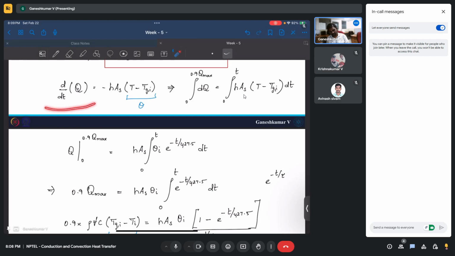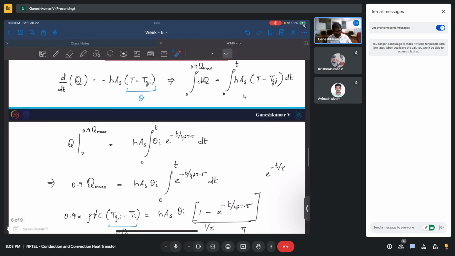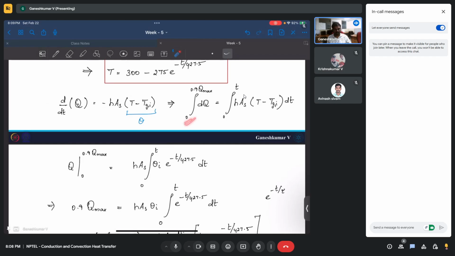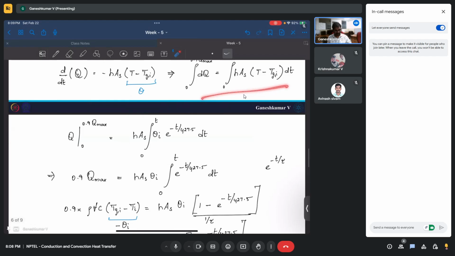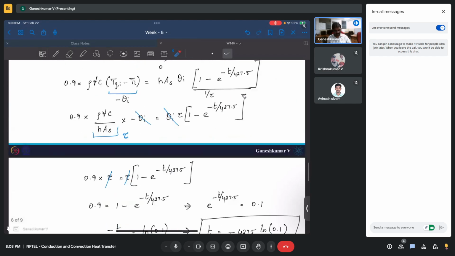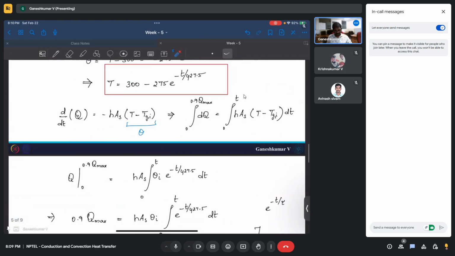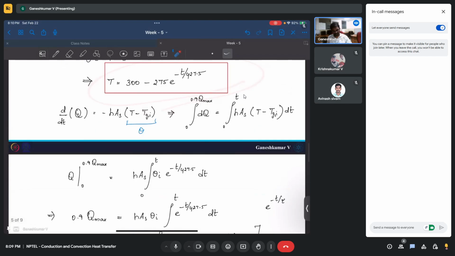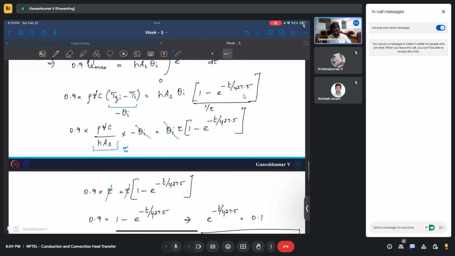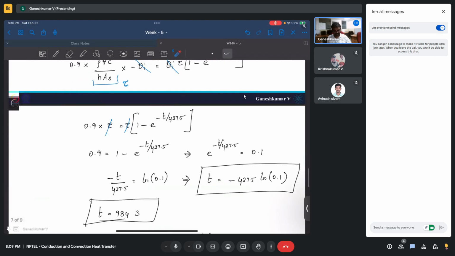So basically, we get it from the energy balance equation, and then we integrate it from zero. Initially, I will not store any energy. And then you want to go till 0.9 times Q max, and once you go to that, it's just pure integration and some cancellation arithmetic, and then you will end up having the time. Okay, so rather than using this, you are using a little bit more complicated expression of this. That's it.